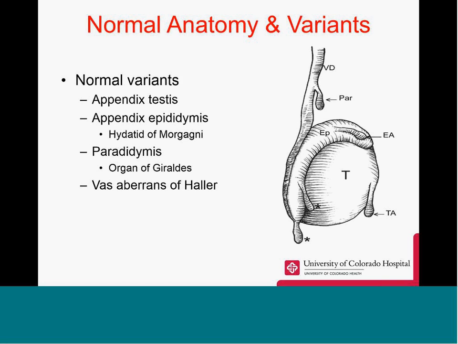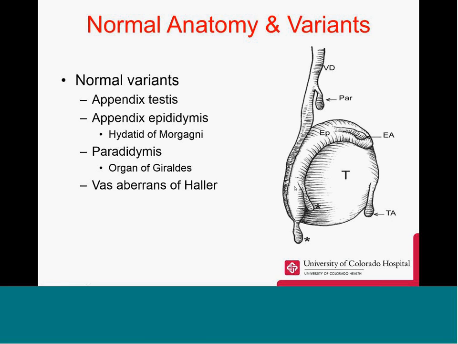Now some normal variants that we see on scrotal ultrasound: appendix testis and appendix epididymis, also known as hydatid of Morgagni. You can also get paradidymis and vas aberrans of Haller. We can see our labeled image here. This is our epididymis. If it's coming off of the epididymis, it will be an appendix epididymis. Vice versa, if it's coming off the testis, then we'll term it the appendix testis.